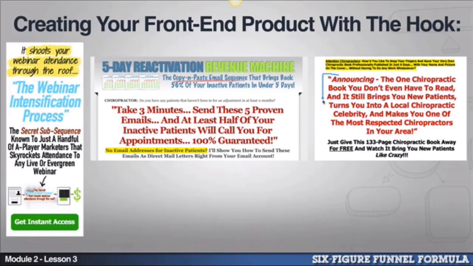And so in this case, what I want you to see is that this unique element, the hook, was that there is one chiropractic book that you don't even have to read, and it still brings you new patients, turns you into a local celebrity, and makes you one of the most respected chiropractors, right? You see the element of curiosity in here. You see the thing that makes it new, that grabs their attention, is that there's a book that you don't even have to read, and it brings you new patients, right? And so, well, what's that all about?